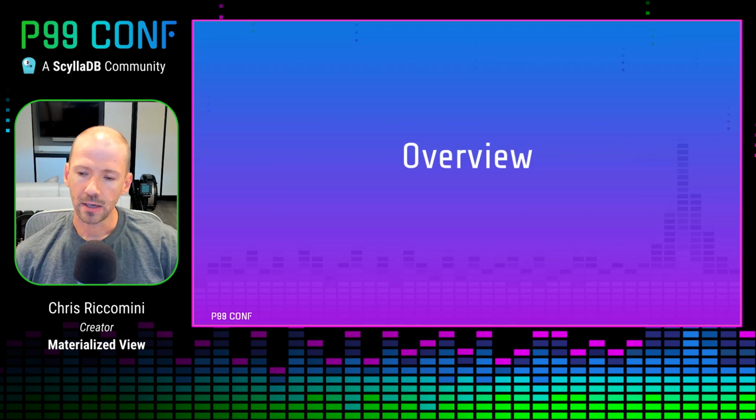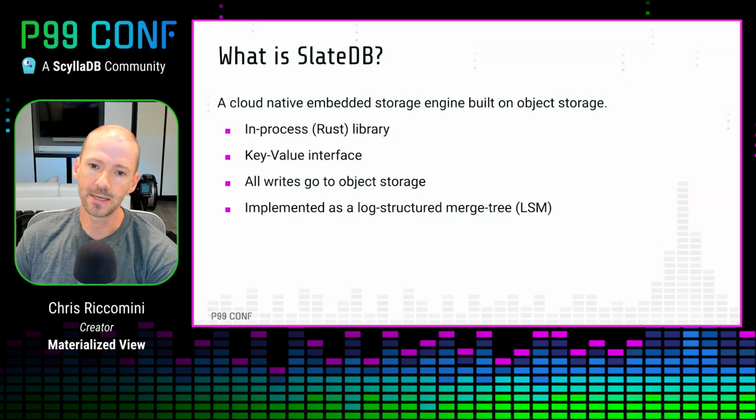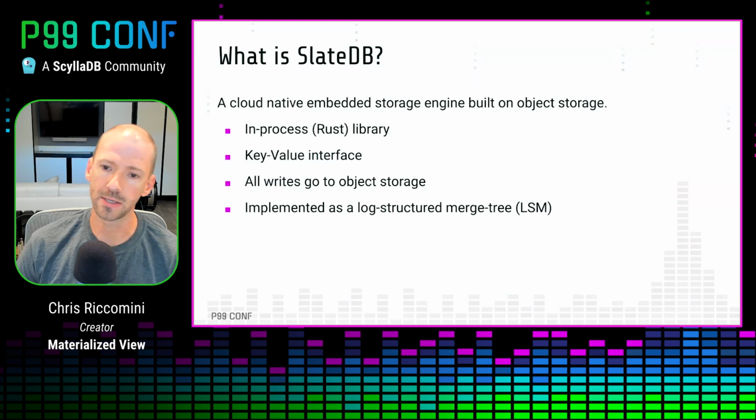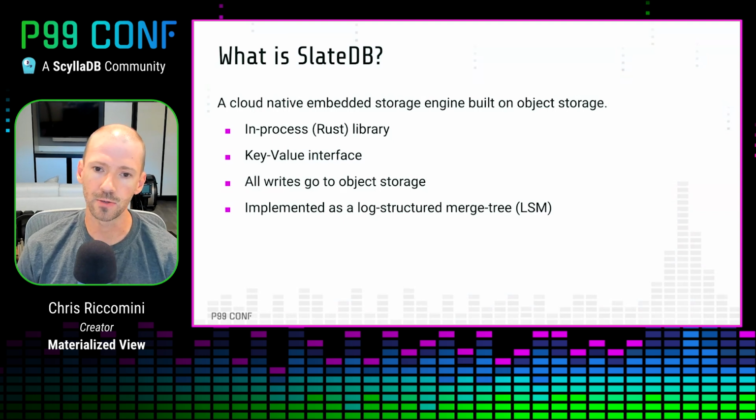So let's talk about just the SlateDB features and use cases. First off, SlateDB is an in-process Rust library, so there's no network protocol or remote connection or anything. Everything resides within your process. It's a key value store, which looks a lot like RocksDB, if you're familiar with that. Unlike RocksDB, all the writes go to object storage, which I mentioned. That's sort of its claim to fame.